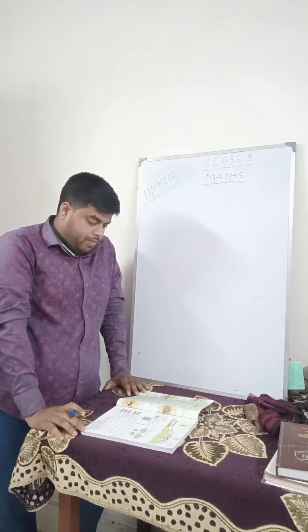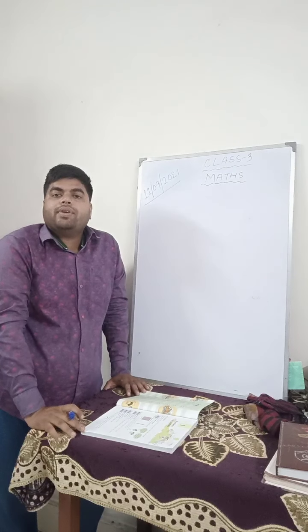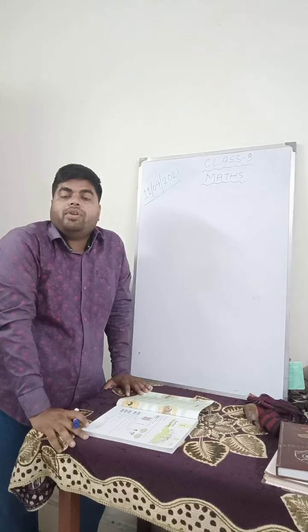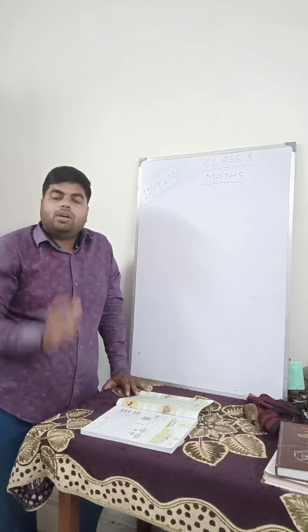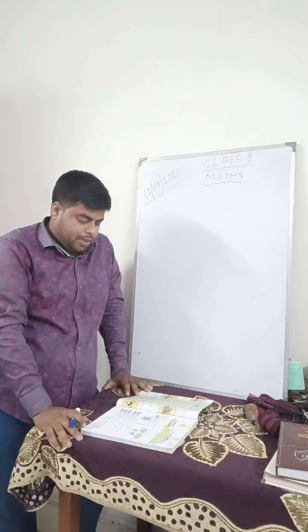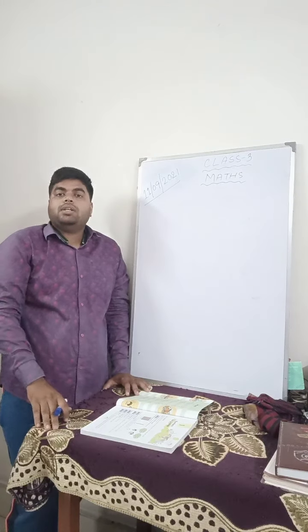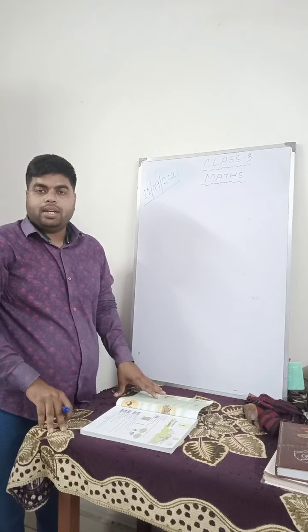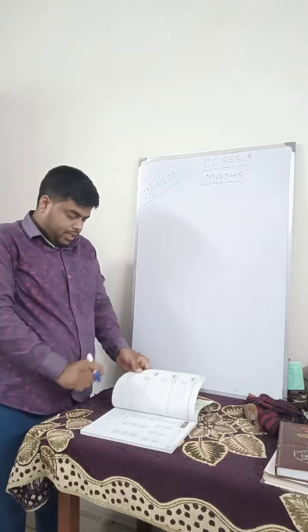Now, length, mass, and capacity, that is chapters number 7, 8, and 9, are related to each other. How are they related? I will first give you a table. Make sure everyone writes this table in their copy properly, because for all these three chapters, length, mass, and capacity, you have to follow the table that I will be writing right now. So let us see first.